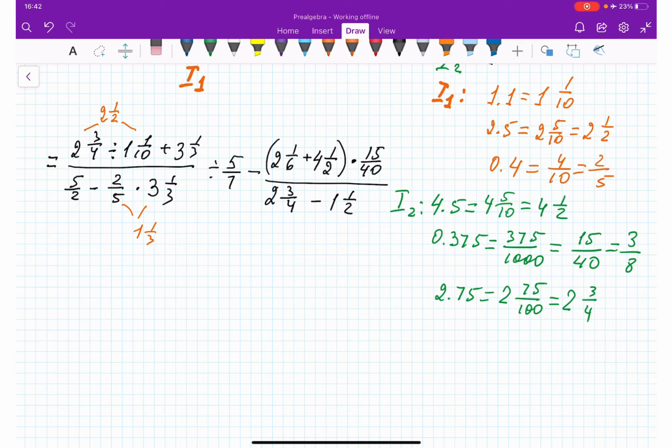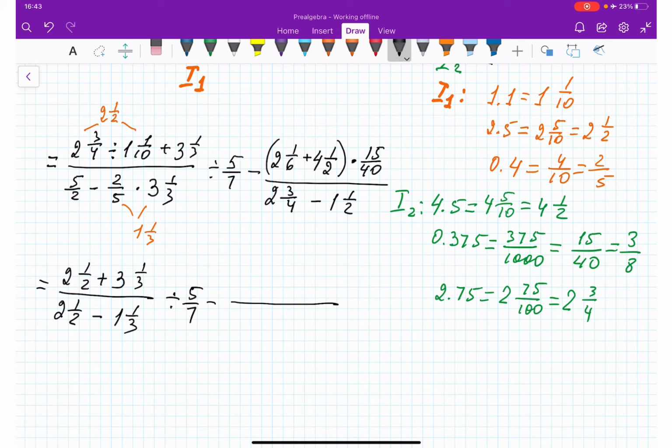Okay, so we are getting here 2 1/6 plus 3 1/2, divided by 2 1/2. I converted 5/2 into a mixed fraction, and minus 1 1/2, right? 1 1/2, dividing by 5/7. Now let's do a simplification on this side.